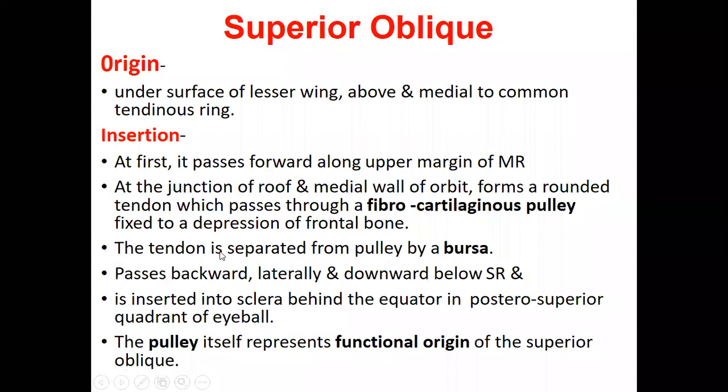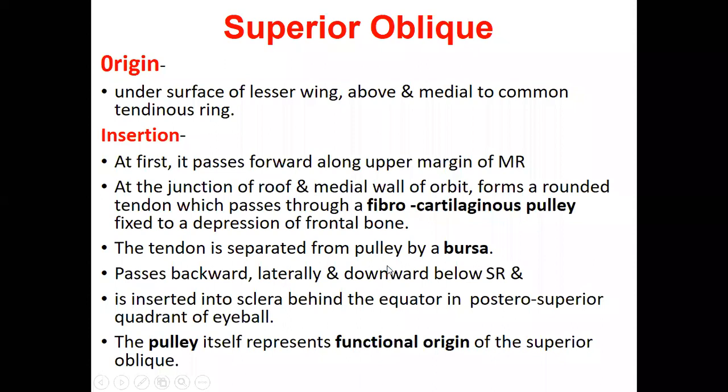So from that trochlea, the tendon is separated by a bursa. There is a bursa which prevents frictionless movement of the tendon of superior oblique muscle, and from that trochlea it passes backward, laterally and downward below the superior rectus. Thereafter it is inserted into the sclera behind the equator of the eyeball in the posterior superior quadrant.